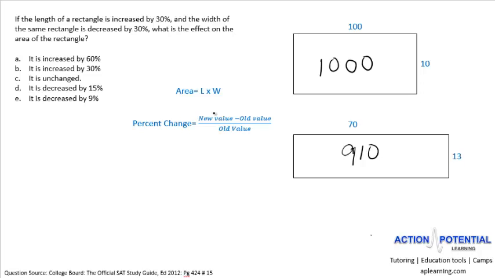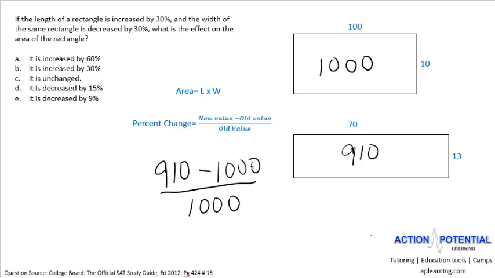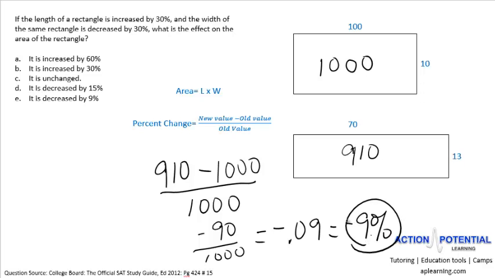So you take your new value, which is 910, you subtract the old value, what we started with, that's 1,000, and you divide that answer by the old value. So we have 910 minus 1,000 over 1,000, and that gives us negative 90 over 1,000. Negative 90 over 1,000 is negative 0.09, and if you'd like to convert that into a percent, it's negative 9%. We've got our negative value here, which tells us that this has decreased, so E is our correct answer.